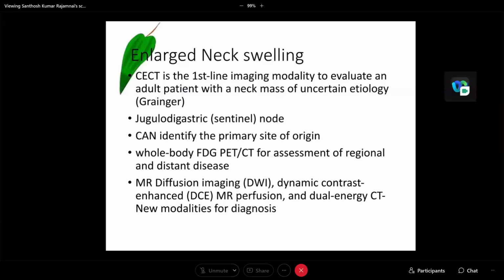So if you want to delineate how much it has spread and about the prognosis of the patient, the investigation to do now is your PET scan. The de facto investigation for neck tumor is PET scan. But you can't just PET scan right away.